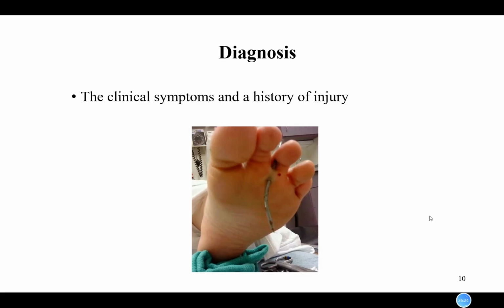But for tetanus, we usually can make the diagnosis based on the clinical symptoms, and also ask the patients about their history of injury. Like several weeks ago, they got some injury, some deep wound, and they show the typical symptoms of tetanus. So we don't have to collect specimens to culture the bacteria.